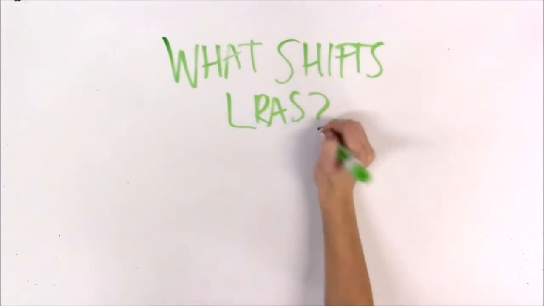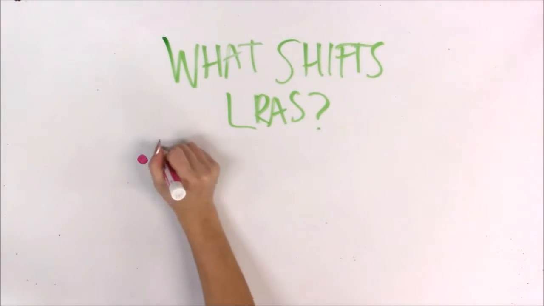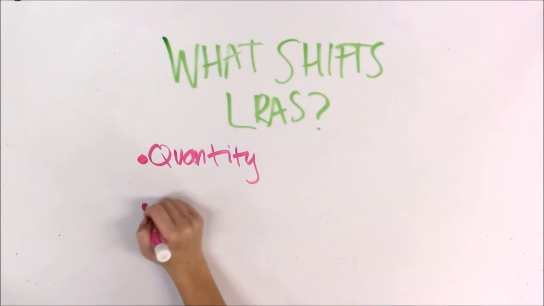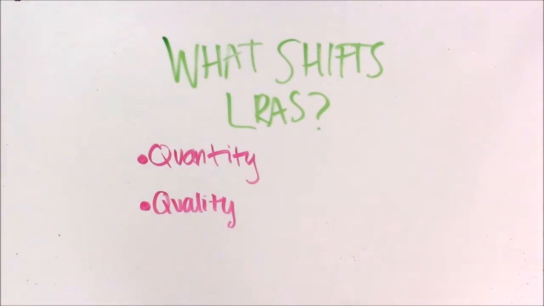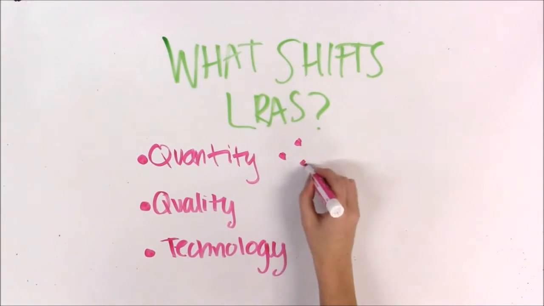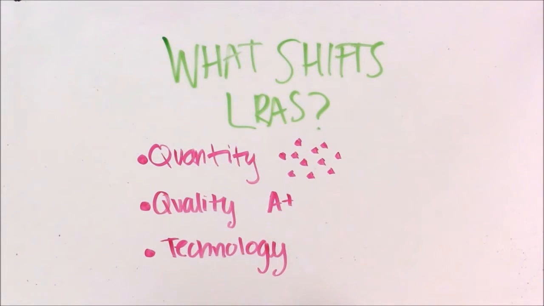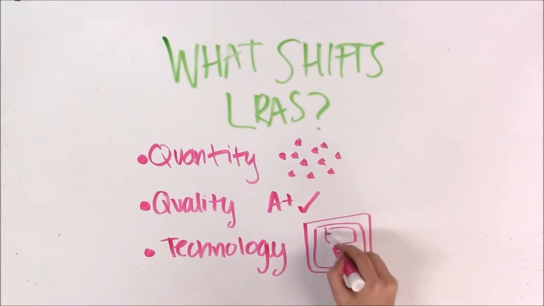What shifts long-run aggregate supply? Long-run aggregate supply shifts outwards or inwards when there's a change in quantity, quality, or technology. An example of an increase in quantity would be if a more abundant supply of a resource was discovered, which allows the manufacturer to produce more goods. An increase in quality of production would mean that there are better functioning products that are produced more efficiently. Improved technology, such as new machines or programs, allows the manufacturer to make more goods or produce them faster.